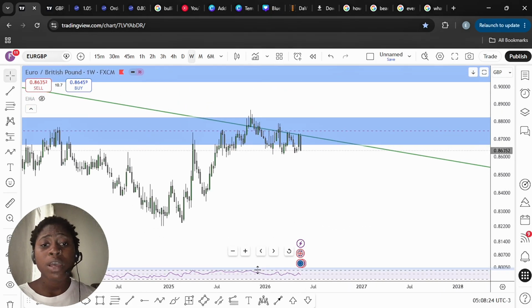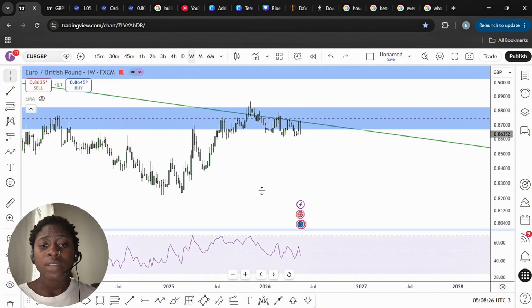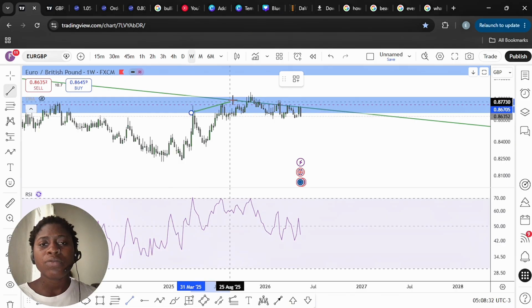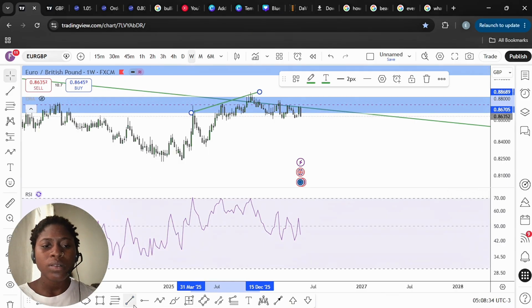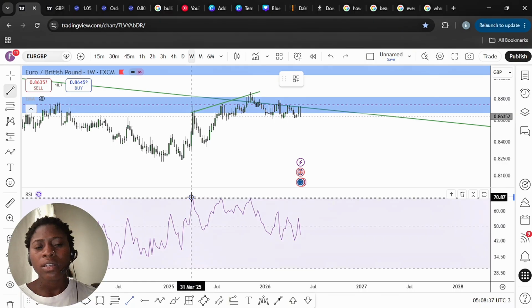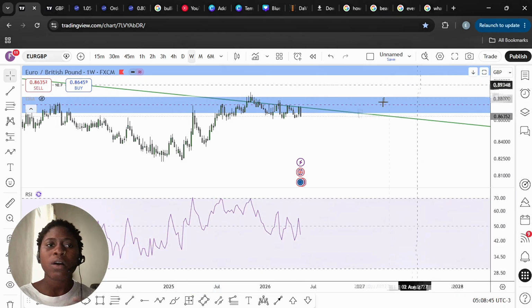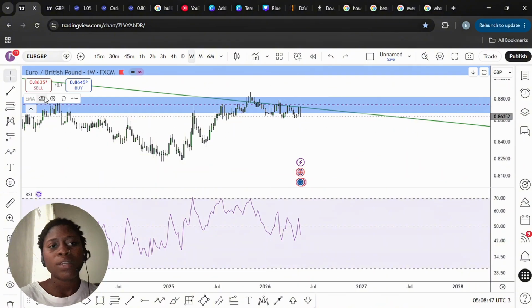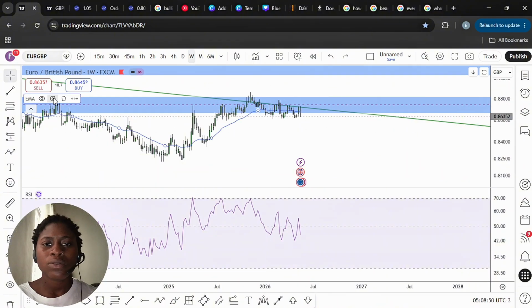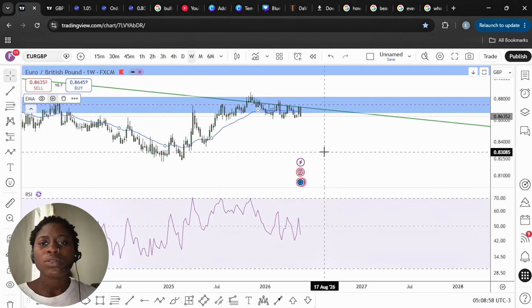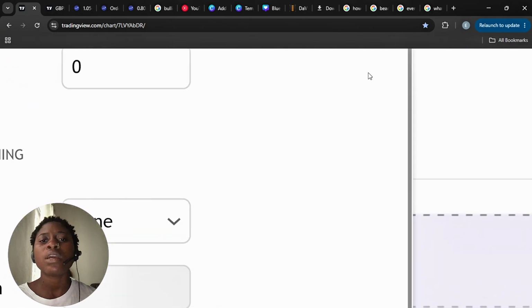So on the weekly time frame, I'm actually seeing a divergence, a bearish divergence. Price is making a series of higher highs, but then the indicator, the RSI, is making a series of lower highs. This is a clear textbook definition of a bearish divergence. And if you turn on that EMA, you would see that price is just under the EMA.